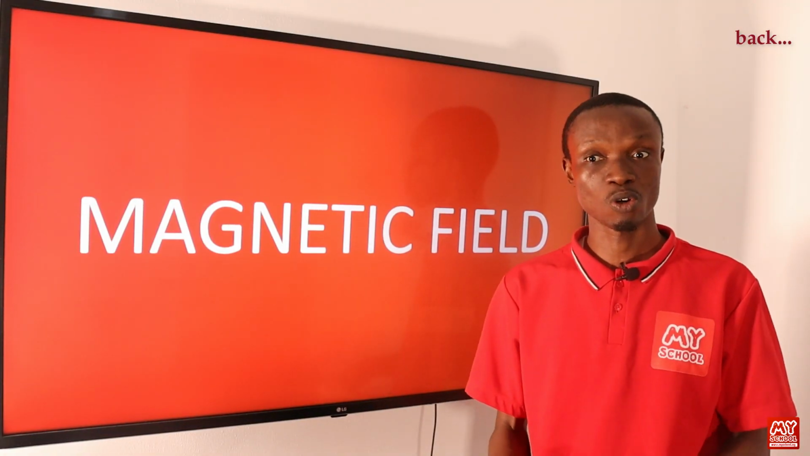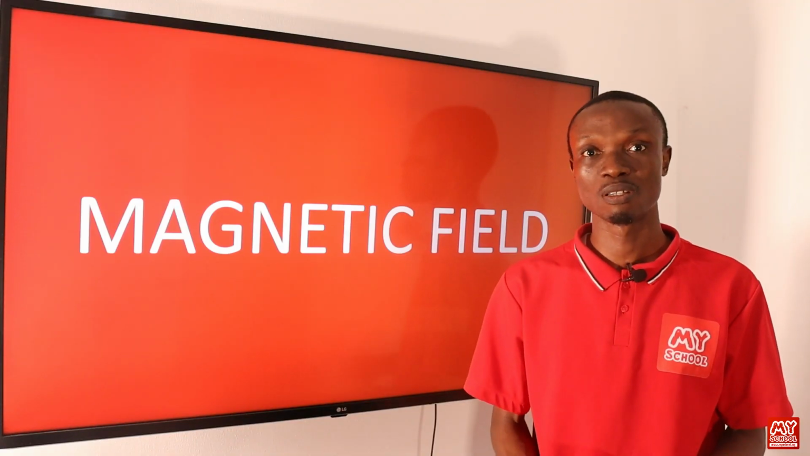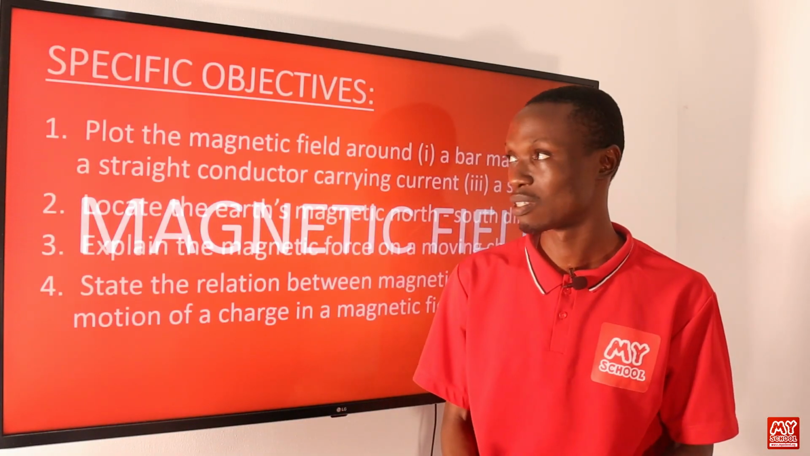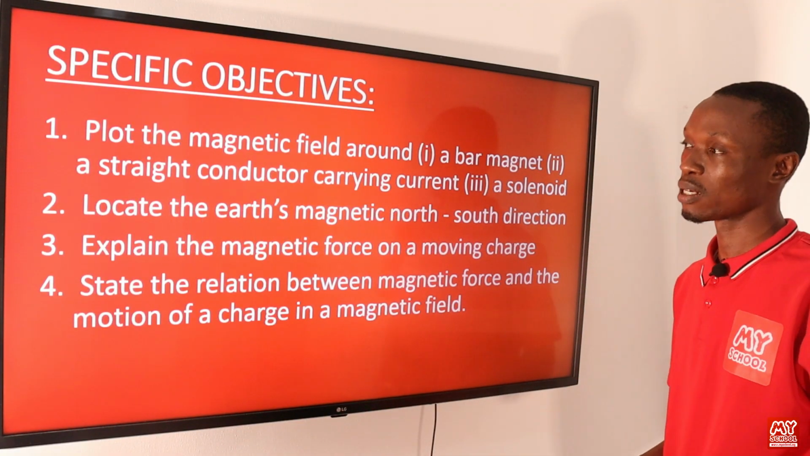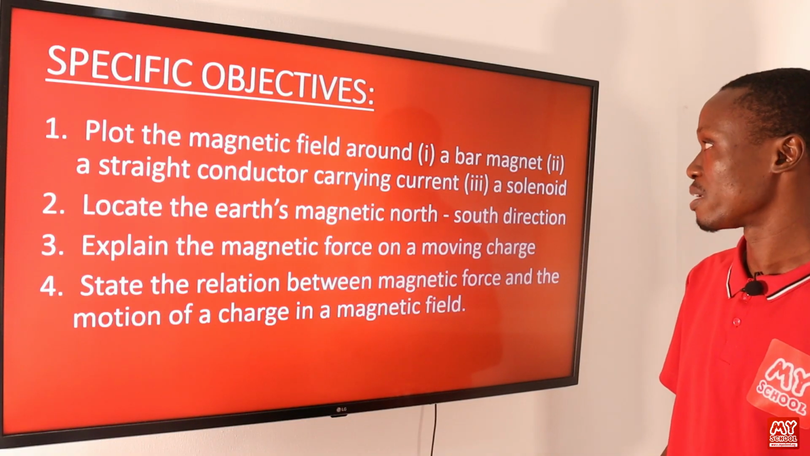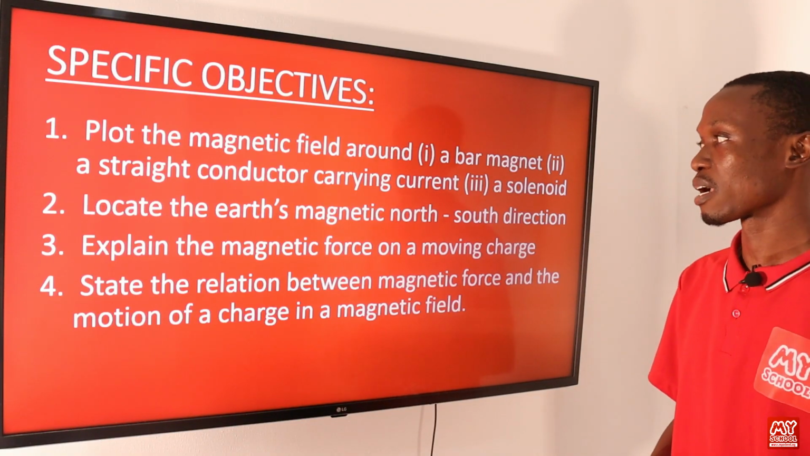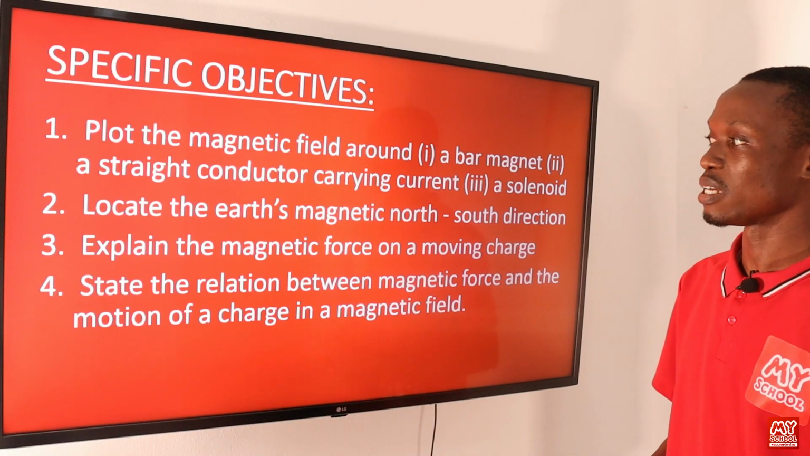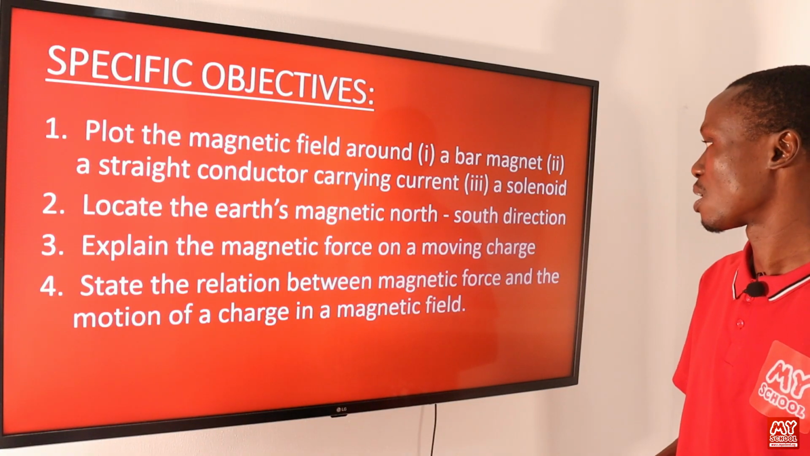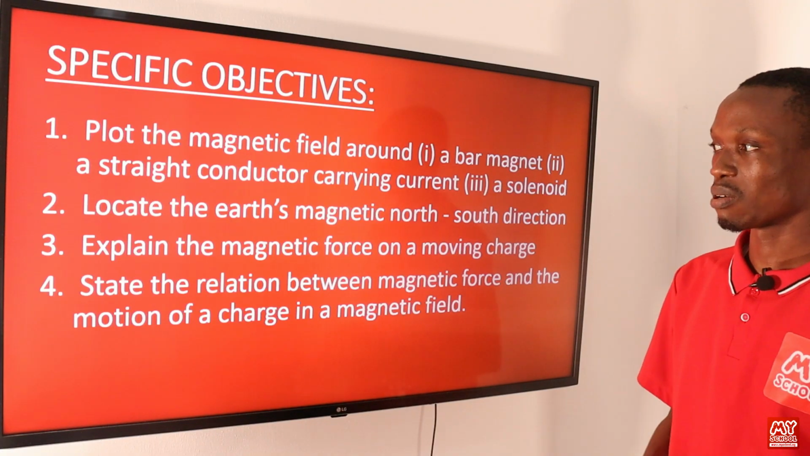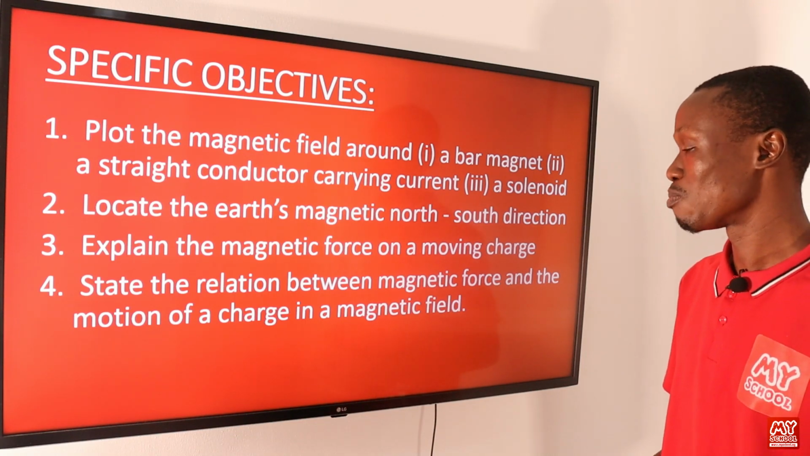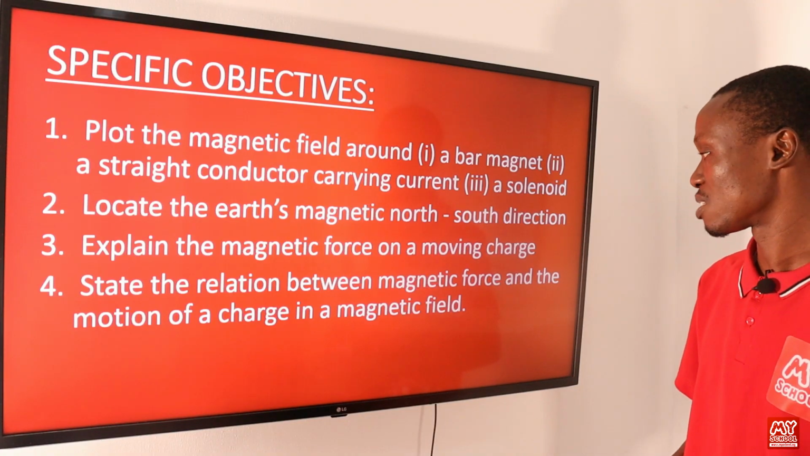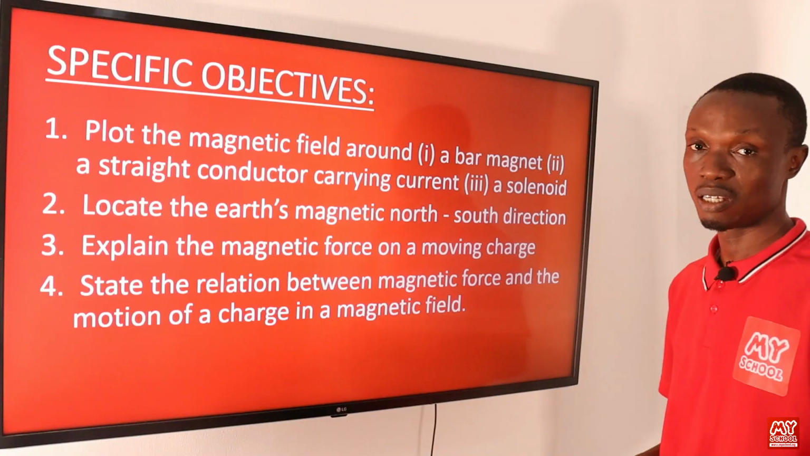Like I said, we shall be discussing magnetic field in this video lesson. Before we begin, let's quickly run through the objectives for today's video lesson. Objective number 1, plot the magnetic field around I, a bar magnet, II, a straight line carrying current, III, a solenoid. Then 2, locate the Earth's magnetic north/south direction. Then 3, explain the magnetic force on a moving charge. Then the fourth one, state the relation between magnetic force and the motion of a charge in a magnetic field.